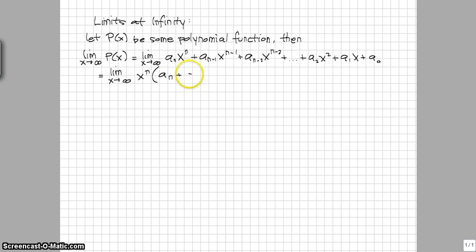Then in the second term, we've got a sub n minus 1 times 1 over x, because x to the n minus 1 divided by x to the n would be 1 over x, plus a sub n minus 2 times 1 over x squared, and so on until we get to a sub 2 times 1 over x to the n minus 2 plus a sub 1 times 1 over x to the n minus 1 plus a sub 0 over x to the n.